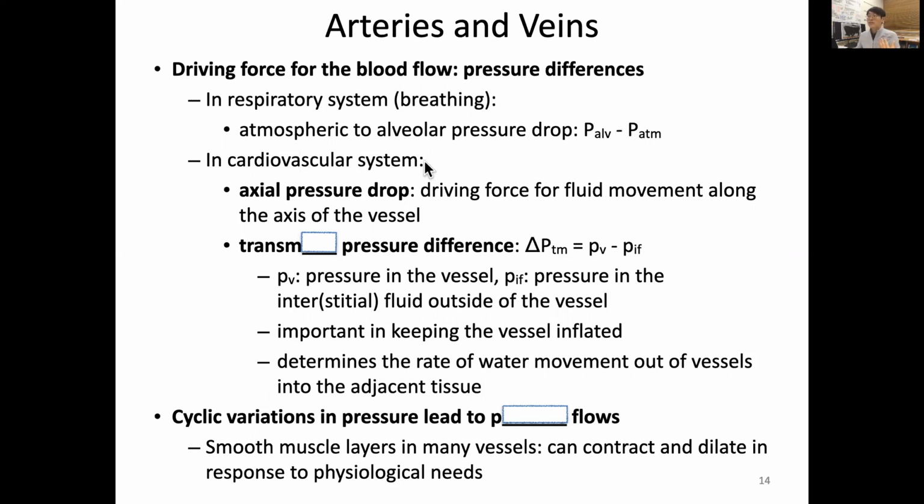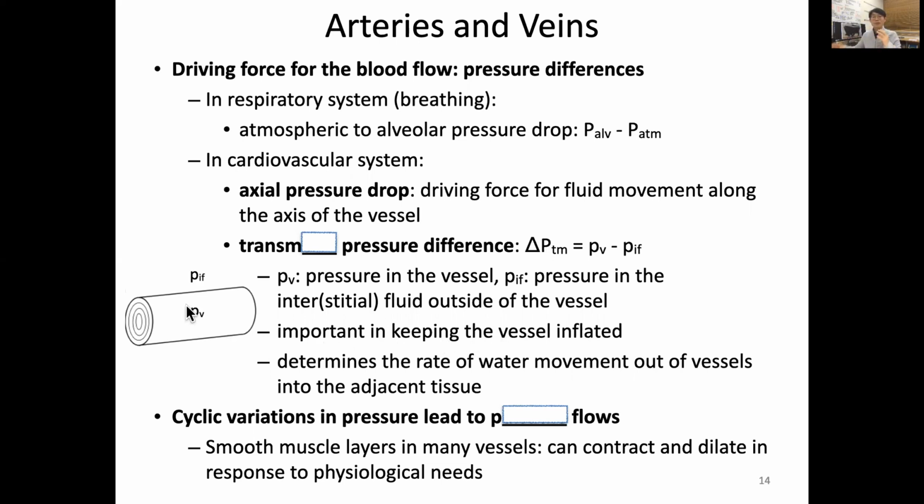In comparison, in the cardiovascular system, we can consider two kinds of pressure difference. One is along the vessel, the axial pressure drop, which is the driving force for our blood movement along the flow. Another aspect we have to see is the pressure inside the blood vessel and the interstitial fluid pressure outside. This pressure difference is important. The inside pressure should be higher than outside to keep the vessel inflated, okay?